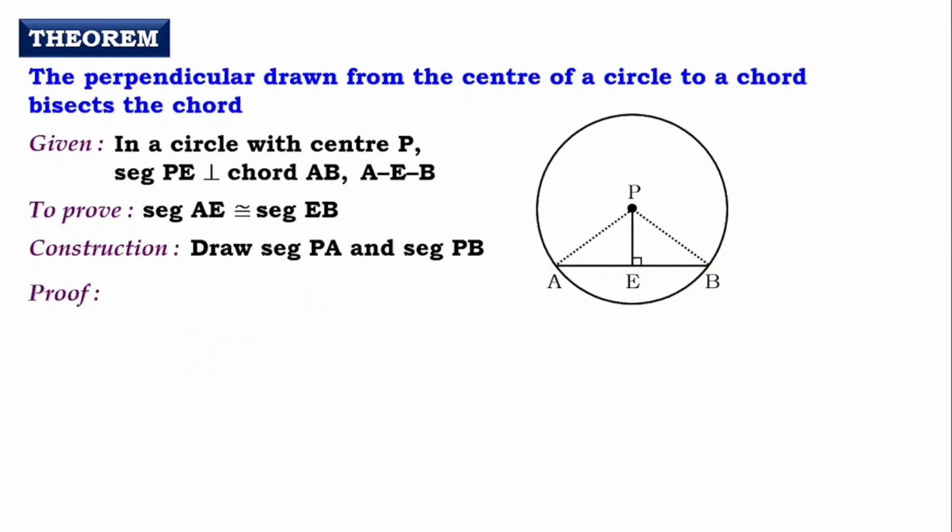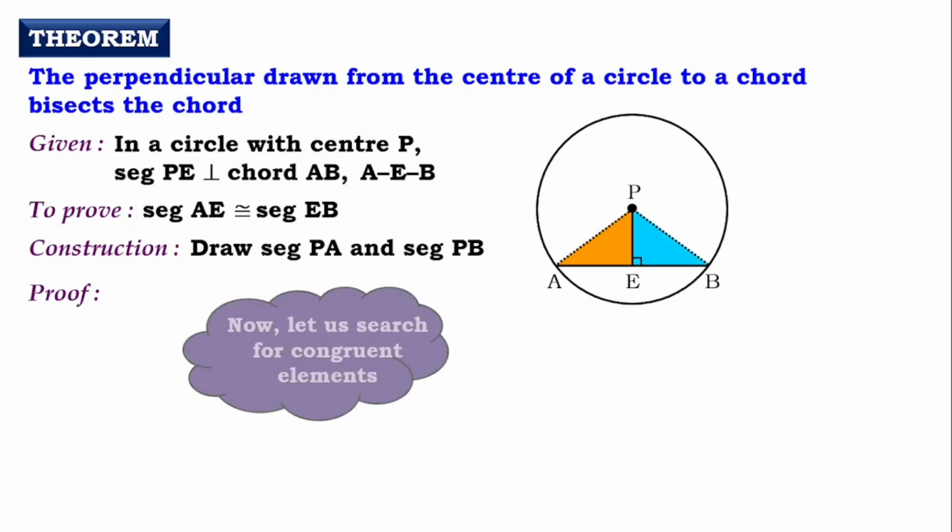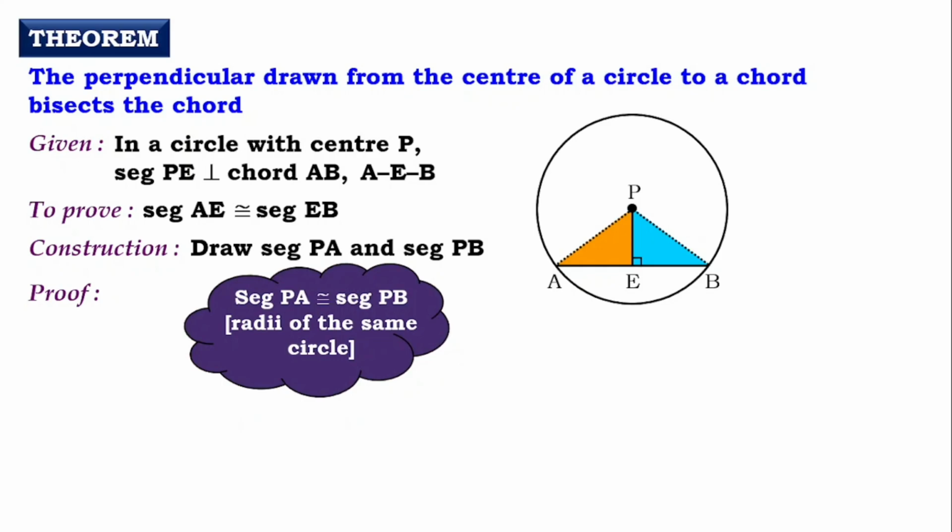Proof. This is the very important part of the theorem where I will be proving that segment AE is congruent to segment EB. Consider triangle PEA and triangle PEB. Now let us search for congruent elements. Segment PA is congruent to segment PB, radii of the same circle.